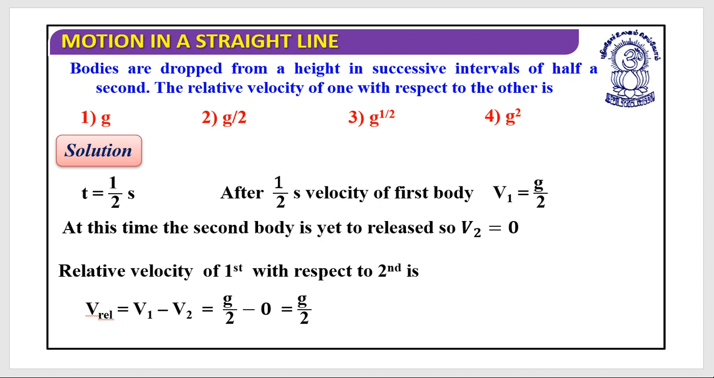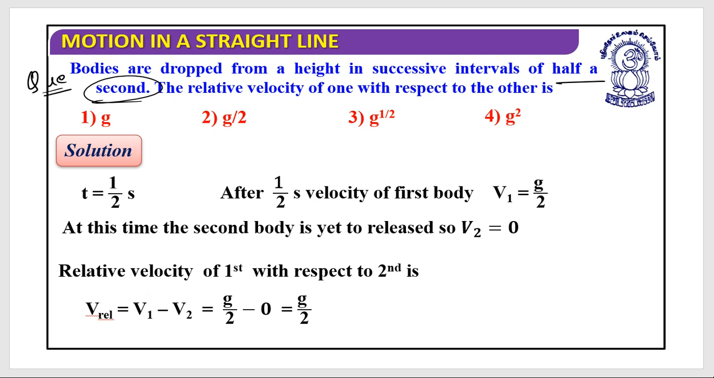Go through the data very carefully. You are going to do this on your own. What they have given is that bodies are dropped, that means u is equal to 0, from a height in successive intervals of half a second. In half a second, what you need to find out is the relative velocity of one with respect to the other. How can you do this?